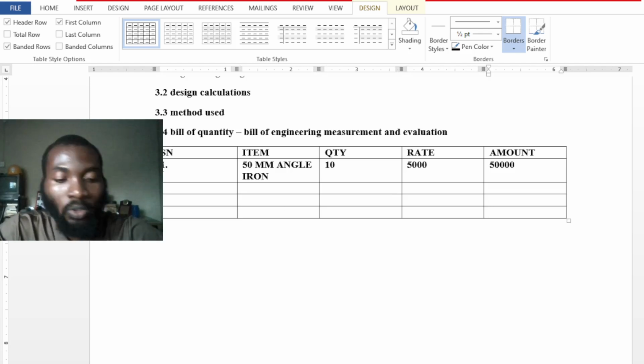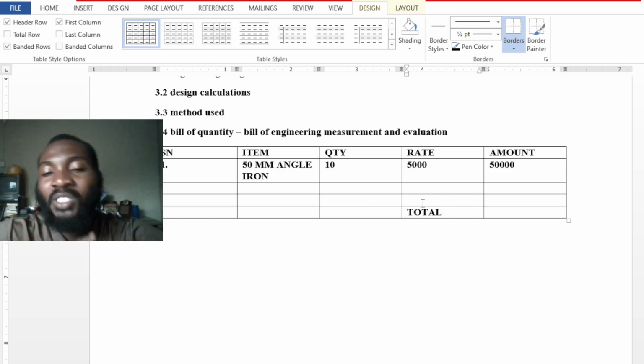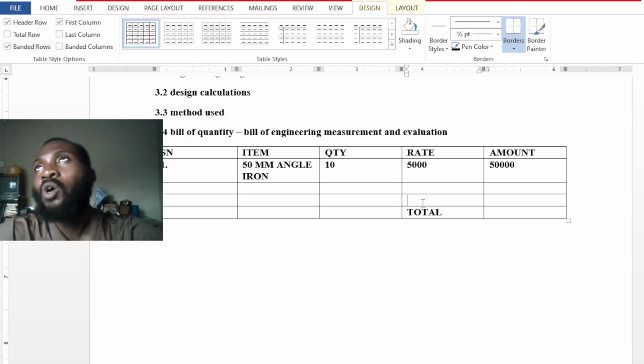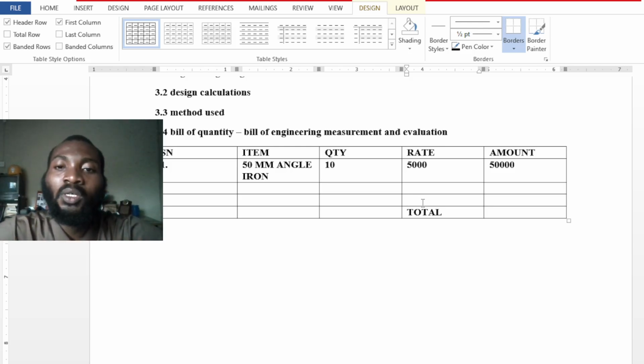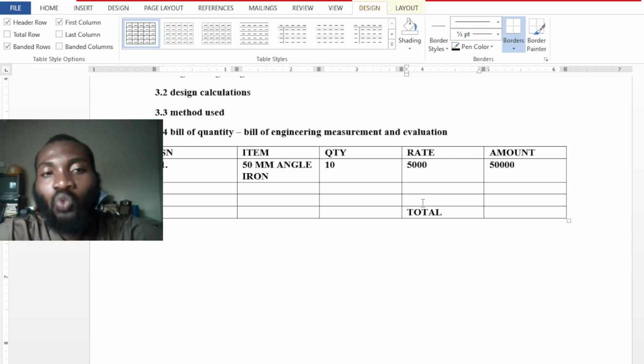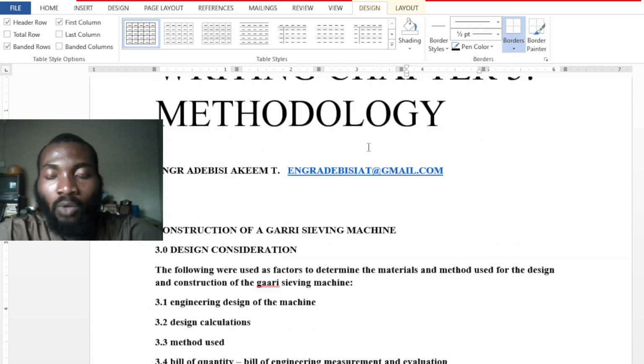On the last one, you need to write your total, which is a gross total of this. And also before the total, you need your miscellaneous. Miscellaneous is usually 10% of the cost. This your miscellaneous is a standard item on the bill of quantity because there will be some cost that you won't have factored in, which your miscellaneous will bail you out.